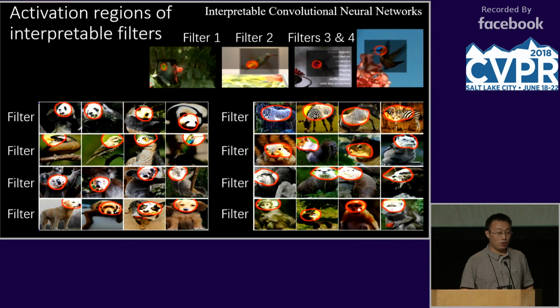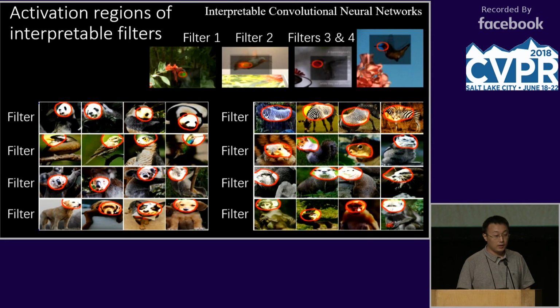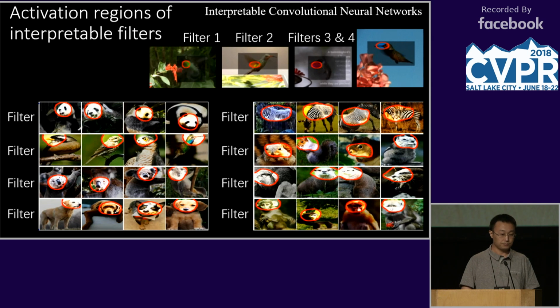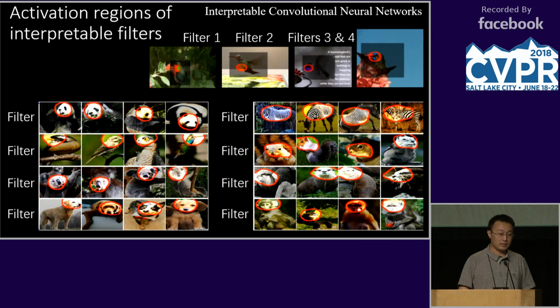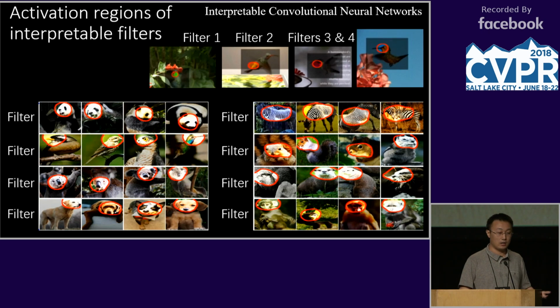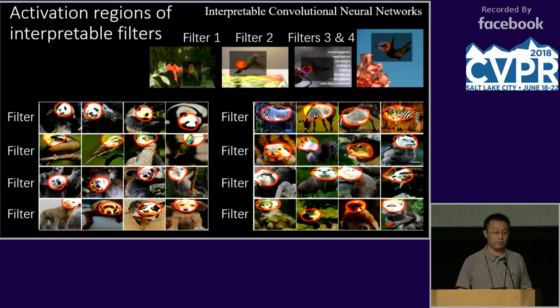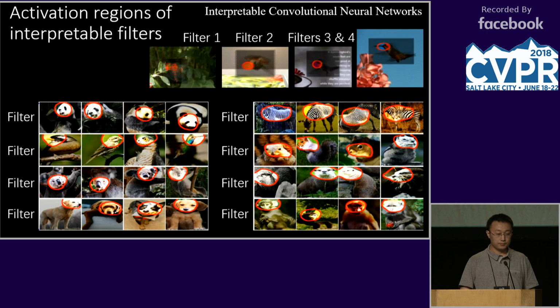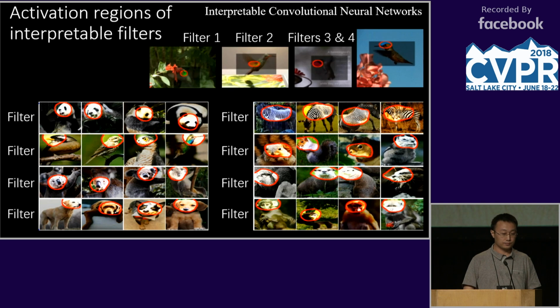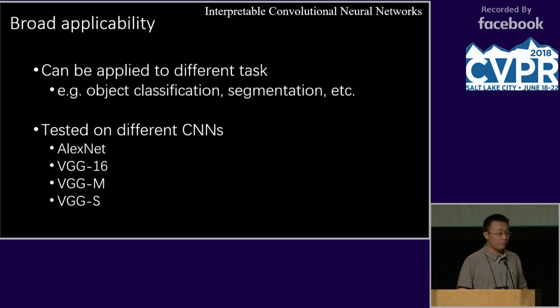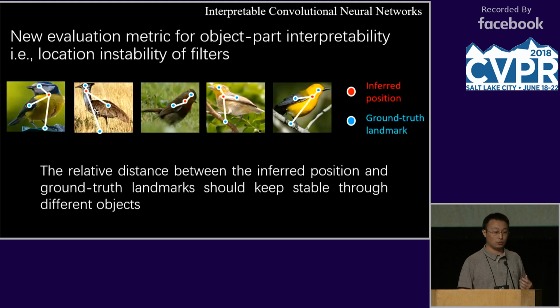These slides show our result. You can see each filter represents a certain object part among different objects. They usually detect the head pattern, maybe because the head is the most discriminative. We can apply our method to different models, including AlexNet, VGG-16, VGG-M, and so on. And theoretically, we can apply our method to different tasks.